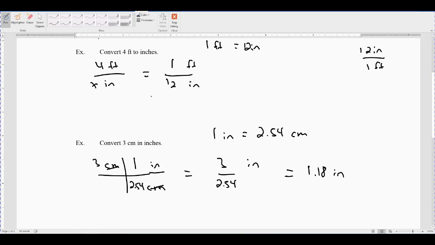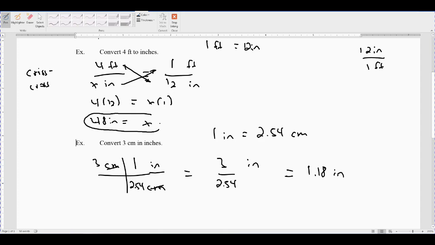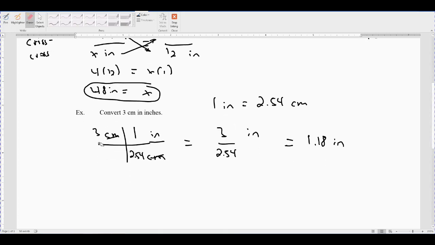Now I don't worry about the units from here on out. All I'm going to do is cross multiply, crisscross multiply. So I take the 4 times 12 equals x times 1. 4 times 12 is 48. X times 1 is x. And we want to go to inches, so it's 48 inches, and we're done. You may like that way better. I don't know.